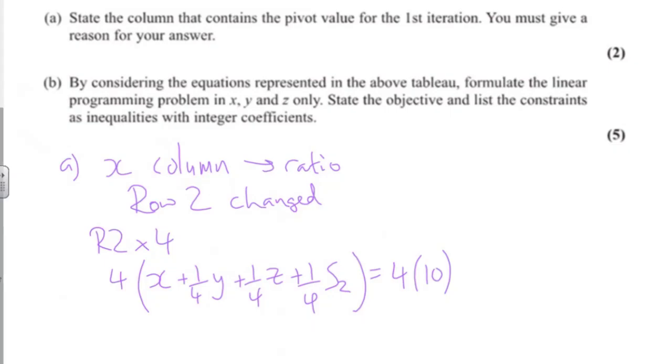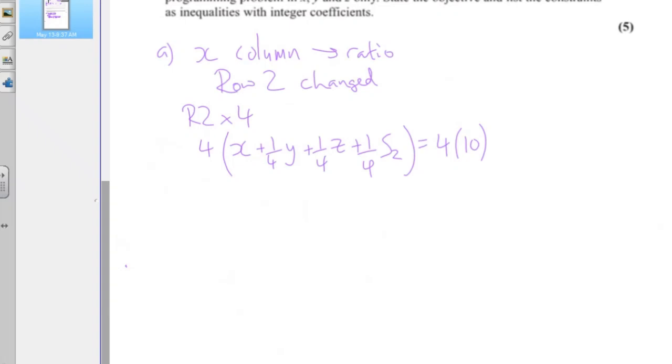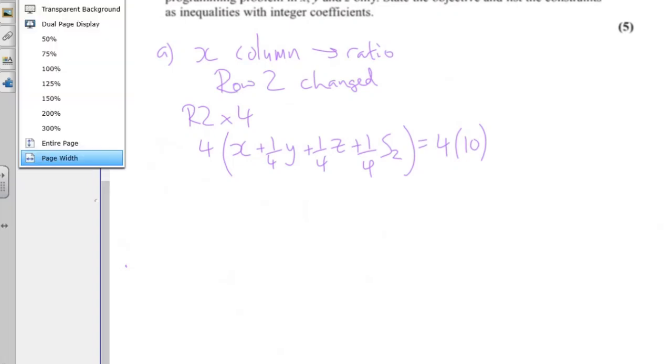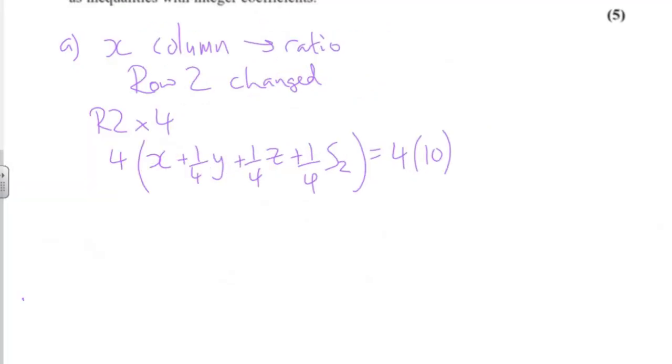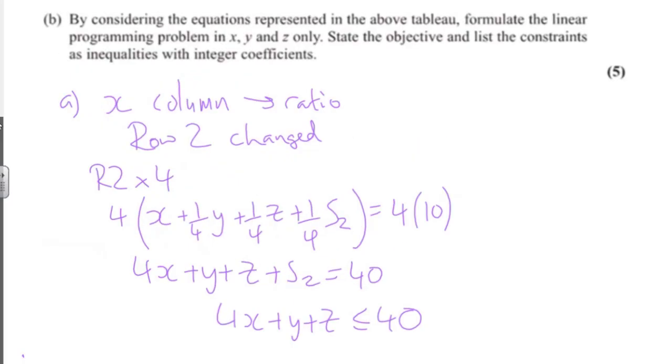So that'll give me, do it again. Right, so it gives me 4x plus y plus z plus s2 is 40. So by removing the s2, I've got 4x plus y plus z is less than or equal to 40. And that's part A.